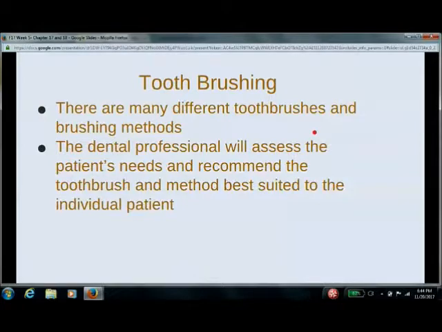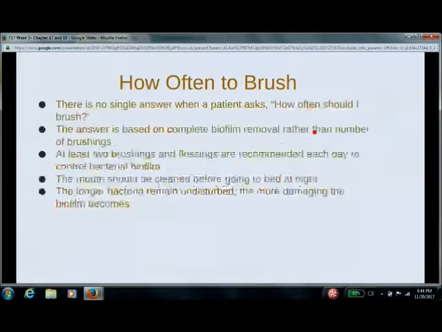So you're going to get a lot of questions about toothbrushing when you are in the dental office, and these are things that we can answer and be a part of the patient's best oral health by having conversations with our patients around brushing. So the patient often says, how often should I brush? How often should I floss? And the answer typically is based on removing all of the plaque biofilm rather than the number of brushings. So at least 2 brushings and flossings are recommended each day. So I'll tell my patients at least after breakfast and before bed.